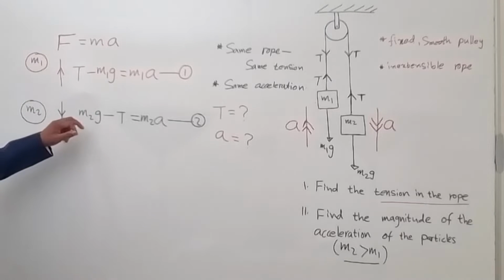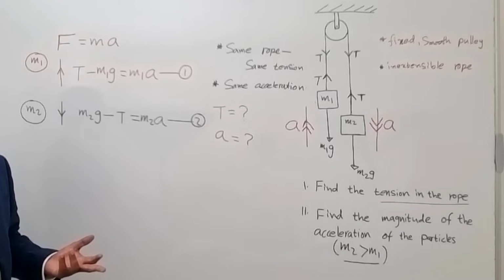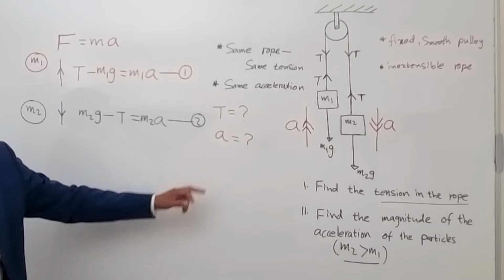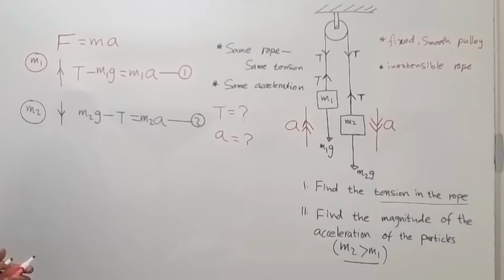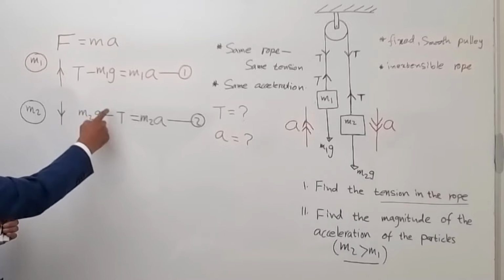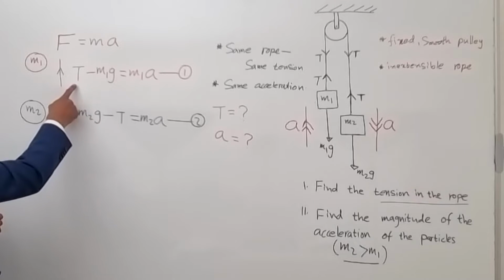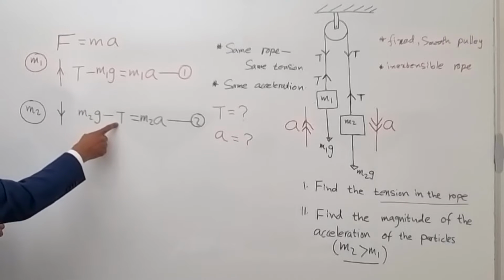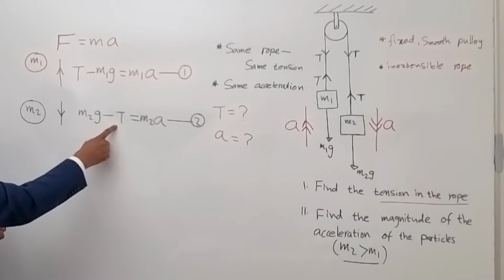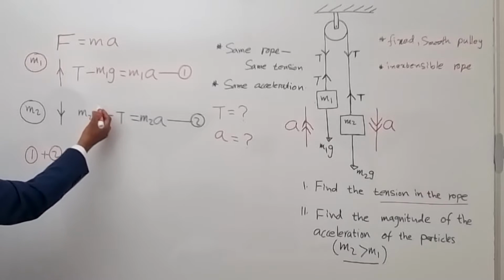We have two equations involving T and A, so we should be able to find T and A. If you solve these two equations 1 and 2 simultaneously, you can find T and A. If you look carefully at these two equations, you can see that if you add them together, you can get rid of T, because here you have positive T, here you have negative T. So if you add equations 1 and 2, you can get rid of T.